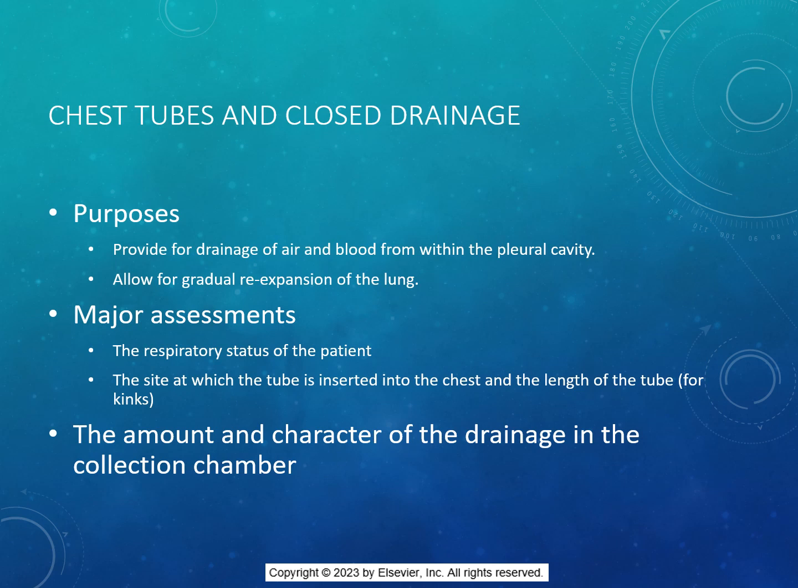Persistent bubbling in the water seal chamber will indicate an air leak. Fluid in the chamber should fluctuate with inhalation and exhalation. A puffed up appearance of the patient's chest or neck could be subcutaneous emphysema.